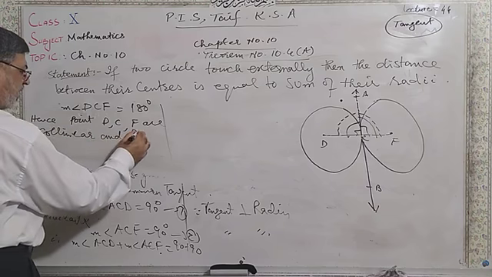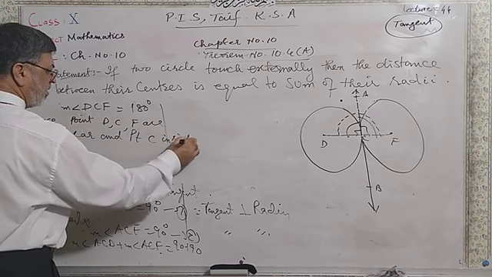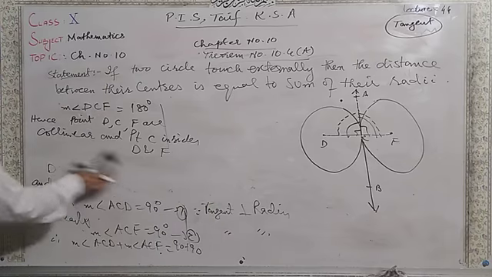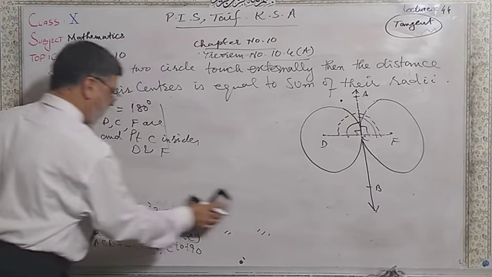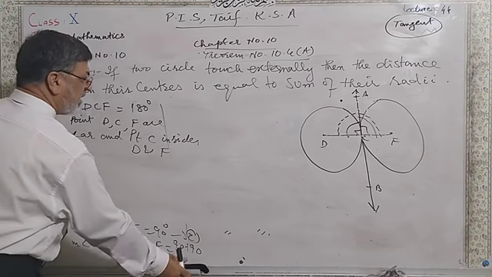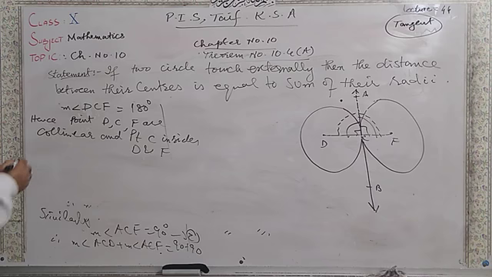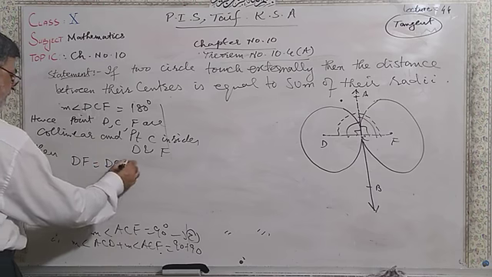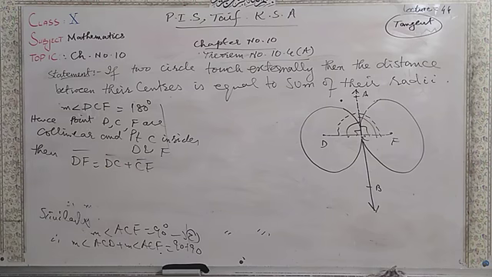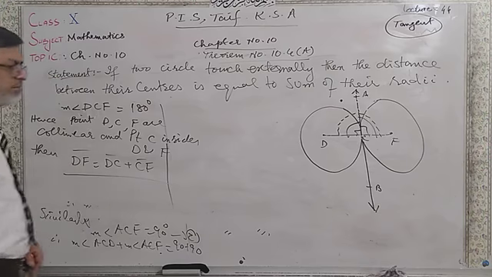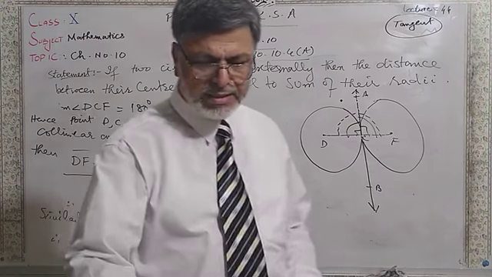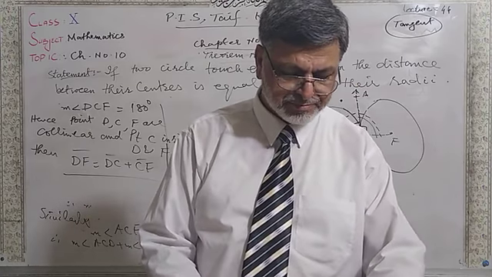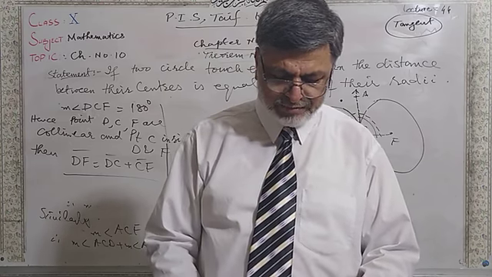and point C is between D and F. If C is between D and F, then we can say DF is equal to DC plus CF. This is your theorem. So dear students, we have this theorem number 4A. After that we have theorem number 4B.